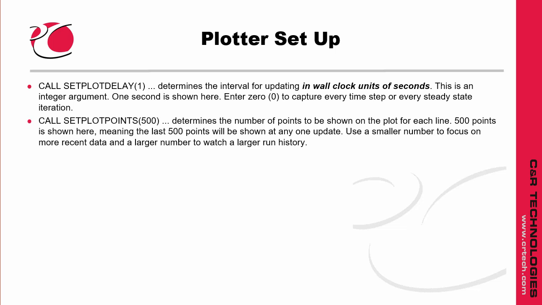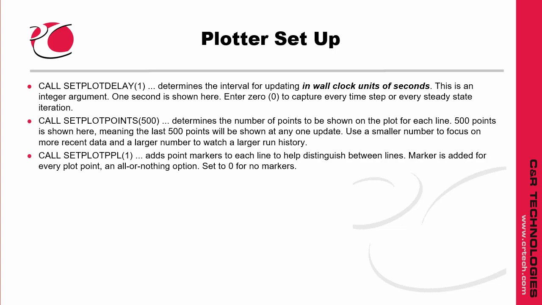The user can also define the maximum number of data points to display for each series or line being plotted. To only view recent data, use a small value. To view a larger span of data, set this value to a larger number. The plotter includes an option to add point markers. These are squares, circles, etc. to mark each point. Please note that enabling this feature will result in markers being displayed on all data points. This is an all-or-nothing option.